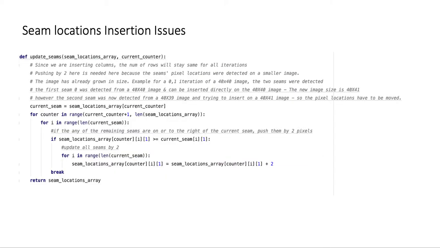The second problem that I had to face was the seam location insertion. As I kept track of all the seams that were deleted from the image, trying to reinsert them relative to the expanded image was a problem. To get around this problem, I found that updating the seams located to the right of the current seam by pushing them 2 pixels would be enough to locate the seams relative to the expanded image.